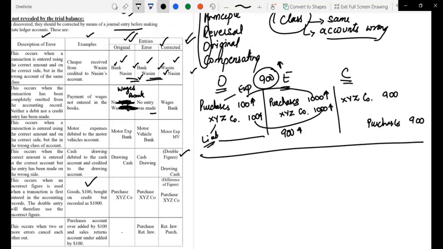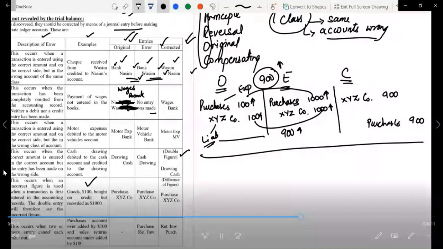So this is how we make the entry, when we rectify the original entry. How do we rectify the original entry? First, we will have to see whether the error was increasing or decreasing. But it was increasing by 900, so we had to decrease.